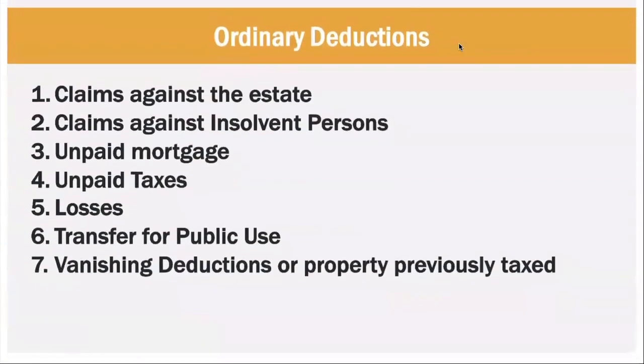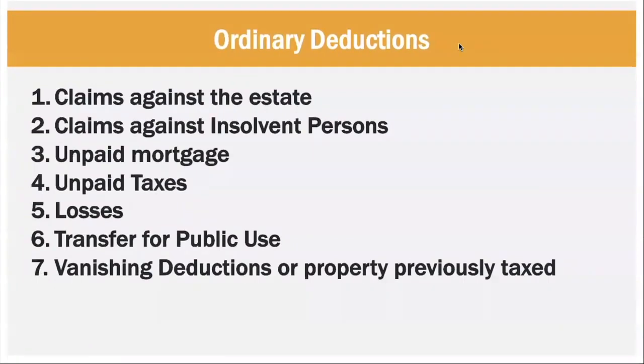To start first with your ordinary deductions. The following are your ordinary deductions. As we said, it is ELIT plus PPU, transfer for public use, and we have your vanishing deductions or property previously taxed. First, claims against the estate as an ordinary deduction. We talk about your claims against the estate together with unpaid mortgage and unpaid taxes because these are all claims against the estate.